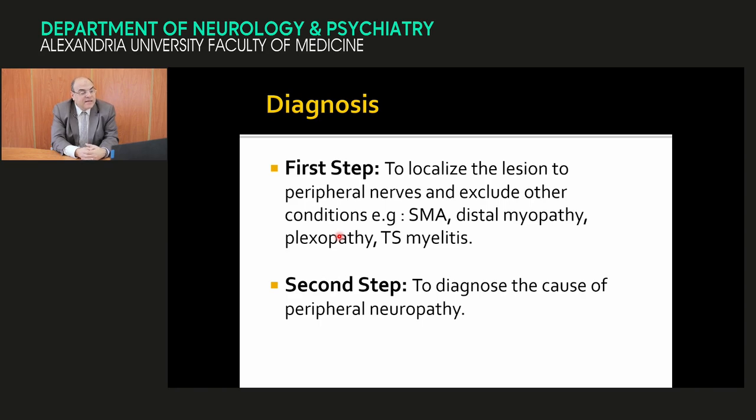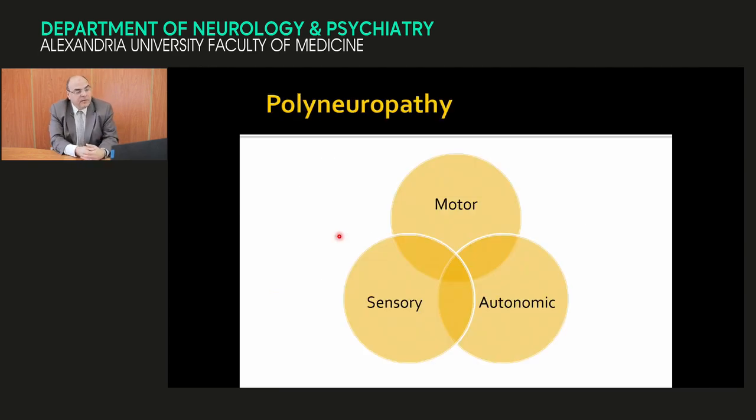The second step is to diagnose the cause of peripheral neuropathy. So we have to diagnose this is a patient with polyneuropathy. Then, what is the cause of the peripheral neuropathy? Some helpful points may help us to diagnose it. First, is the polyneuropathy predominantly motor or sensory?